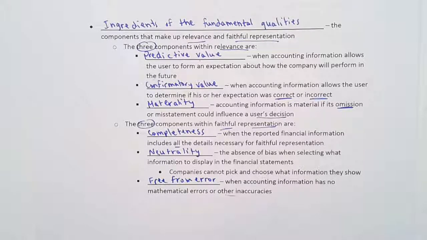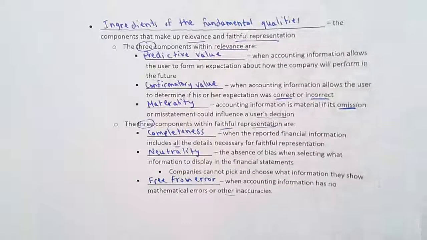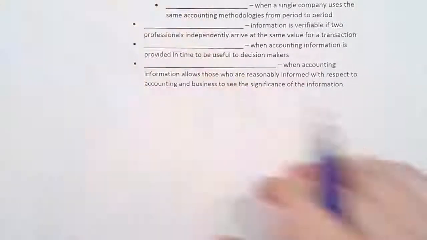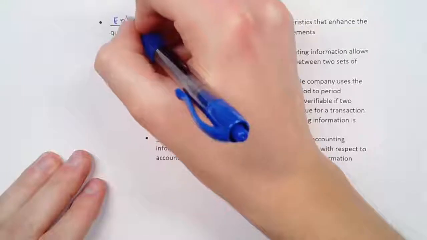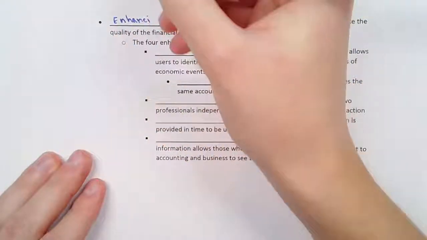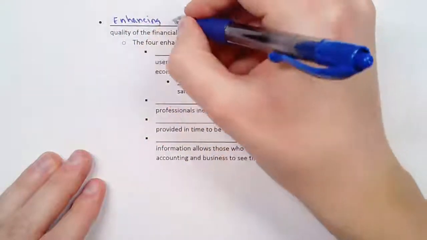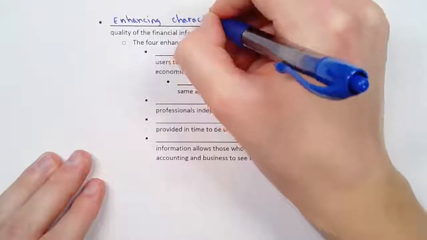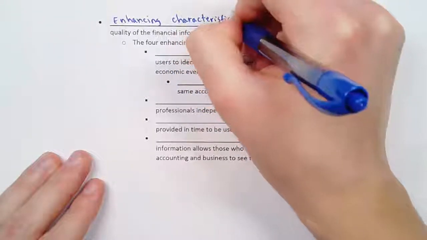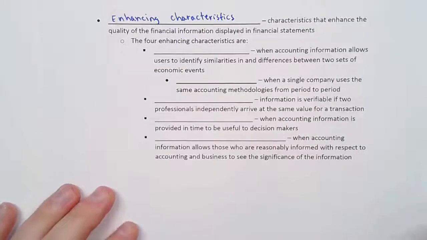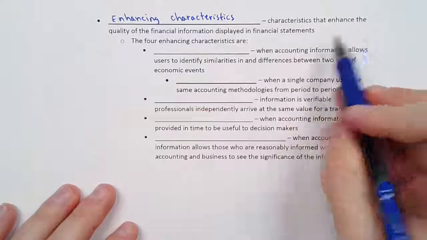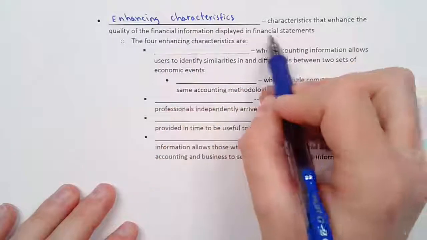Now we just have one last part for this lesson, which is just going to go through the enhancing characteristics. Okay? Enhancing characteristics. So this is the enhancing qualitative characteristics of accounting information. Basically, these are the characteristics that enhance the quality of financial information displayed in the financial statements. It just makes the information better. And there's 4 of these.